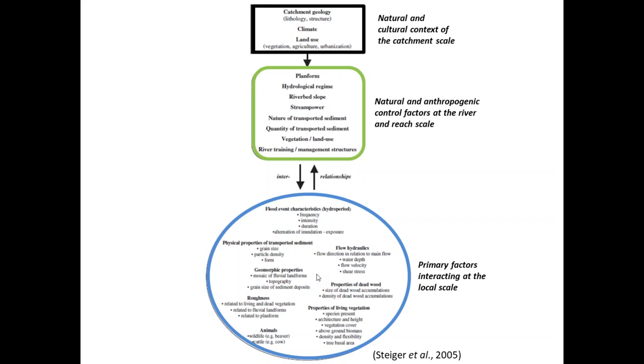And they relate to a wide number of different primary factors which interact at the local scale, such as the flood regime, the properties of sediment transport, including grain size, density, form, other geomorphic properties like topography, the quality or attributes of deposits, roughness, animals, faunal communities, flow hydraulics, deadwood, which is also very important because it controls much of the fluxes that are occurring in the river, or even the properties of living vegetation in terms of structure, composition, or distribution of the riparian stands.